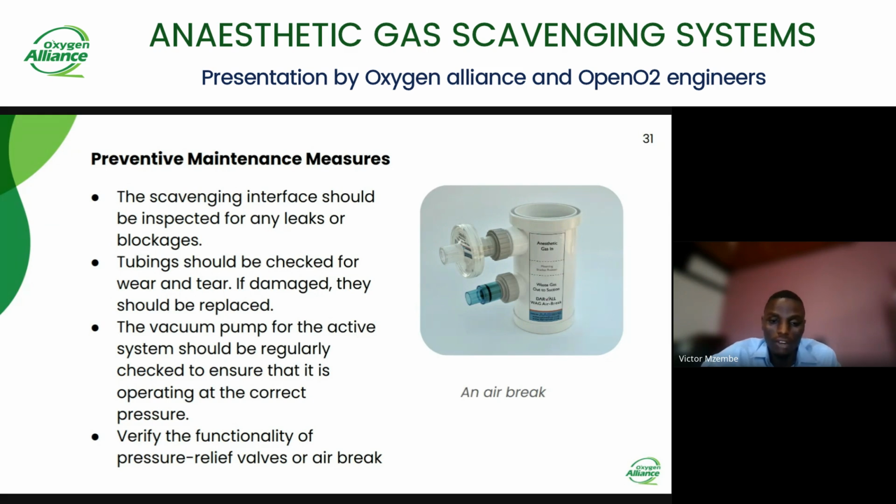The other thing is that you have to verify the functionality of pressure relief valves. This is for the system that uses pressure relief valves for protection, as I explained earlier, or an air brake. Some systems don't use pressure relief valves. They just use an air brake, which is connected between the patient breathing system and the scavenging system. To the right there is a typical air brake. At the top, there is an inlet of anesthetic gas. Then at the bottom, there is an outlet going to the disposal system. So we have to make sure that the air brake is functioning correctly and that there are no leakages on the air brake.